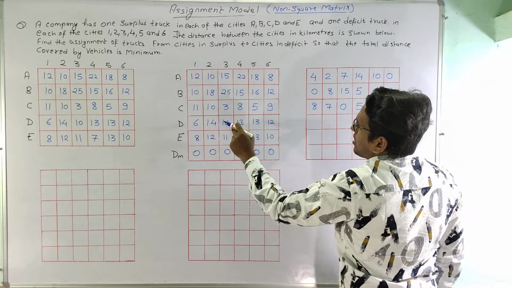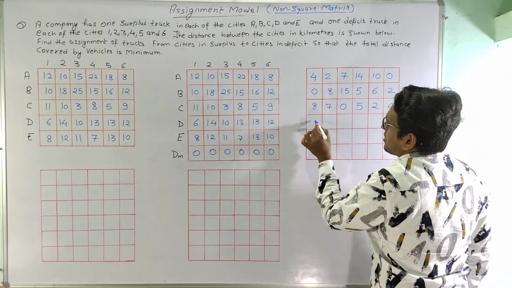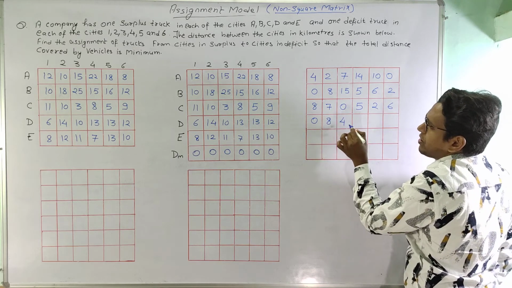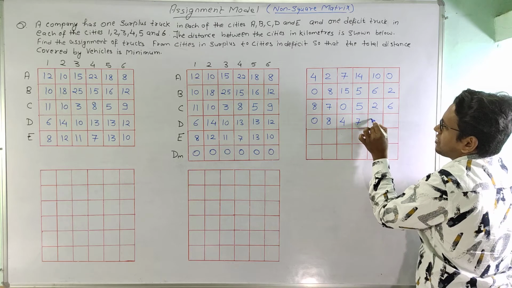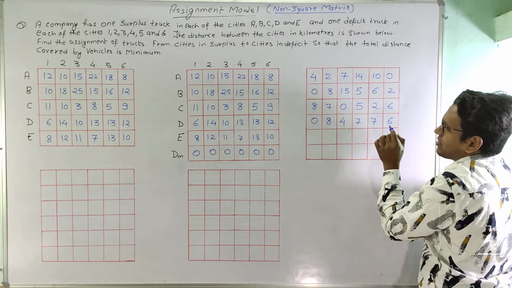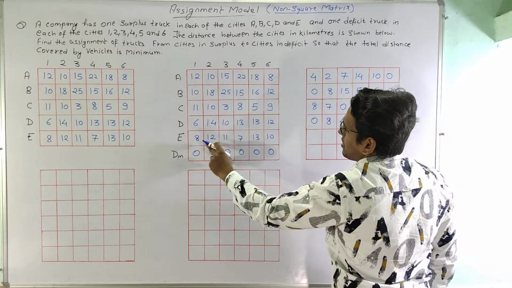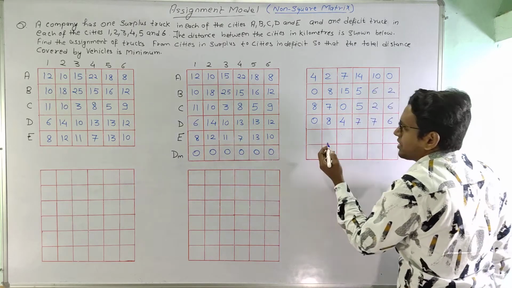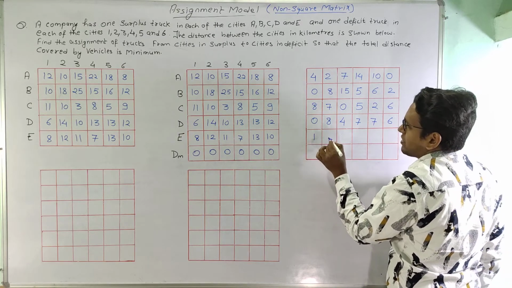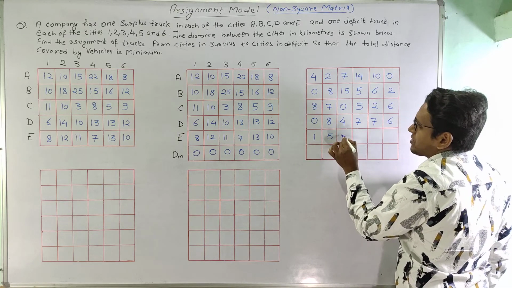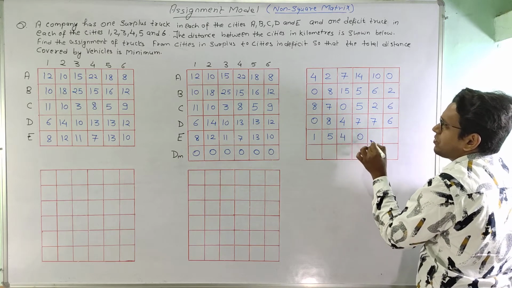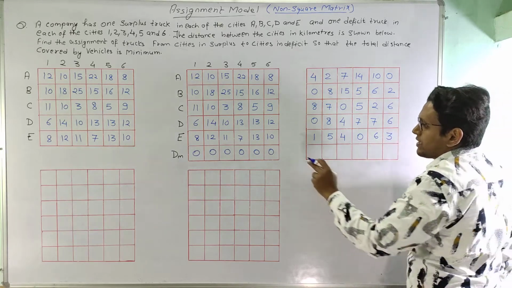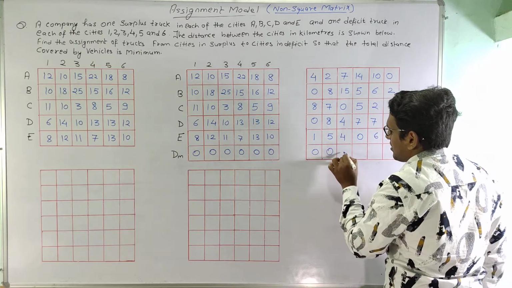For row 4, the minimum value here is 6, so 6 minus 6 is 0, 14 minus 6 is 8, 10 minus 6 is 4, 13 minus 6 is 7, 13 minus 6 is 7, 12 minus 6 is 6. Similarly, in row 5, the minimum value here is 7. So 8 minus 7 is 1, 12 minus 7 is 5, 11 minus 7 is 4, 7 minus 7 is 0, 13 minus 7 is 6, and 10 minus 7 is 3. And here the dummy row will remain 0.